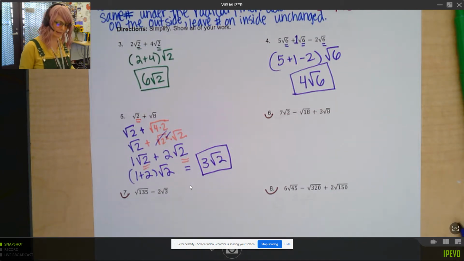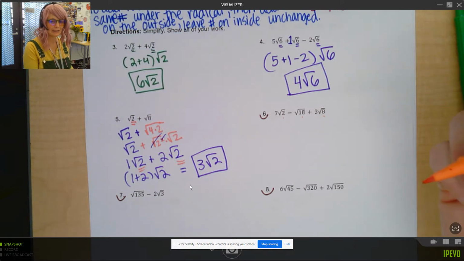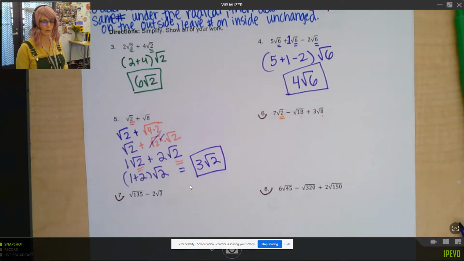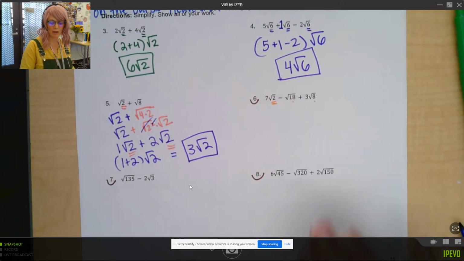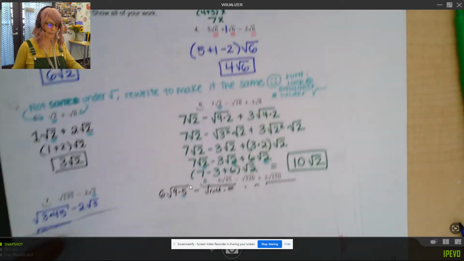So if we take a look at 6, notice I have a 2, an 18, and an 8. Always think about maybe trying to make them all with a 2, the smallest one. So go ahead, pause the video, and I want you to finish this page, 6, 7, and 8. You're going to finish 6, 7, and 8, and we're going to go over them as soon as you're ready. Okay, let's see how you did.